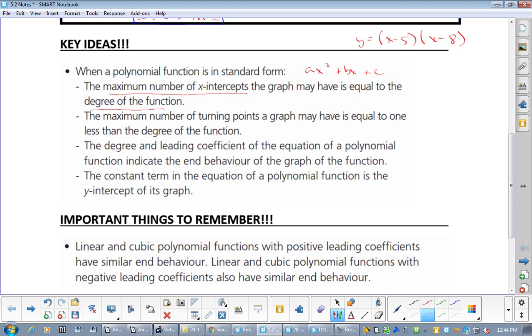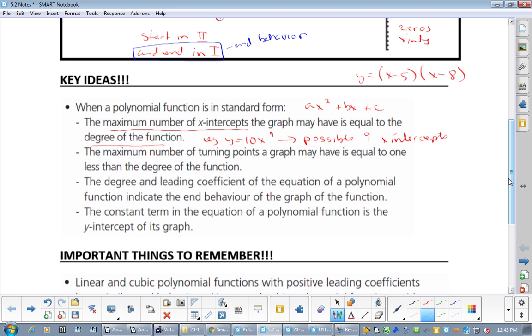So example, I always like extremes. Y equals 10x to the 9. It can have possible 9 x-intercepts. Now, can it have only one? Yes. Can it have two? Yep. 3? Yep. 4? Yeah. 5? Can it have 10? No.